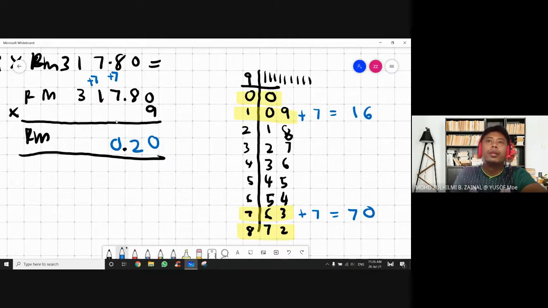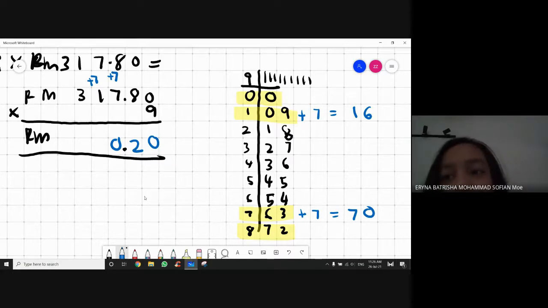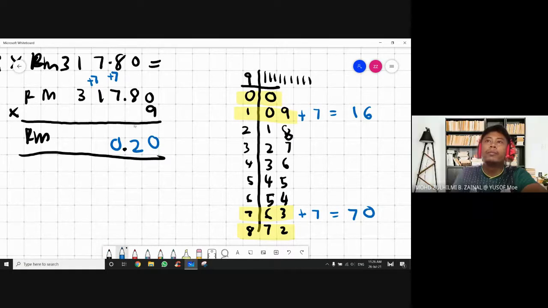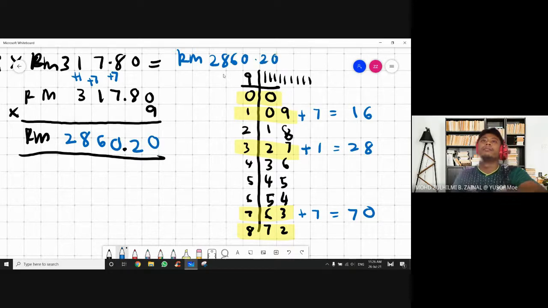16. Teacher, when are we going to do the let's play? Just wait. Okay. 6 here. Bring up 1. So 3 times 9. 3 times 9 equal to 27. Ingat, there is 1 here. So plus 1. Jangan lupa. Banyak yang suka miss number tu. So 27 plus 1 equals to 28. So write down 28 here. Then your answer should be RM2,860 ringgit 20 sen.